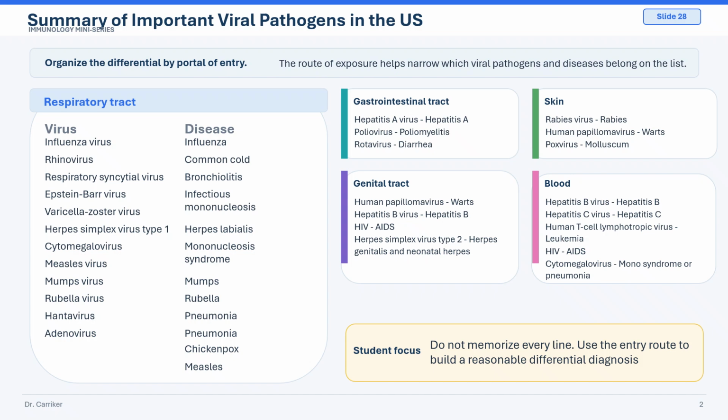This slide is meant to be an overview or summary, not a list to memorize line by line. The important idea is that viral diseases can be organized by portal of entry. That framework helps us think clinically. If a patient presents with respiratory symptoms, we start thinking about viruses that commonly enter through the respiratory tract, such as influenza, rhinovirus, RSV, or Epstein-Barr virus.